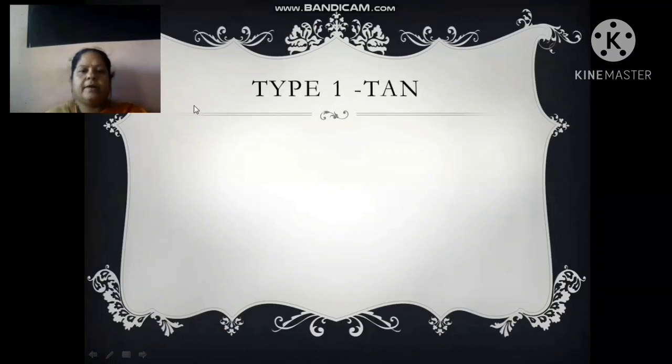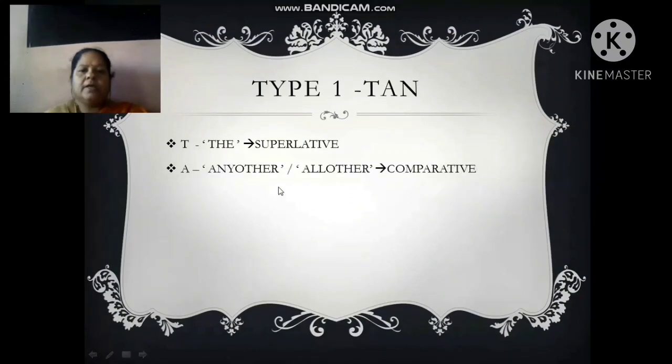Type 1, TAN. T, the in superlative degree. A, any other or all other in comparative degree. N, no other in positive degree. Let's see all the degrees' format as well as examples. If you learn all the degrees' format, it will be easy for you to change one degree to another degree.